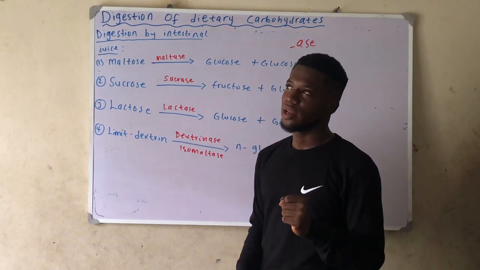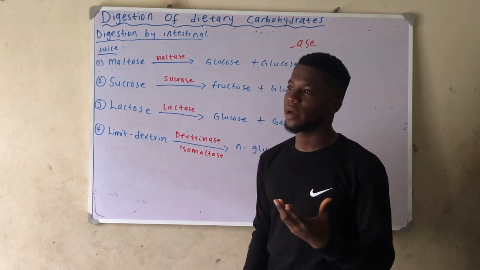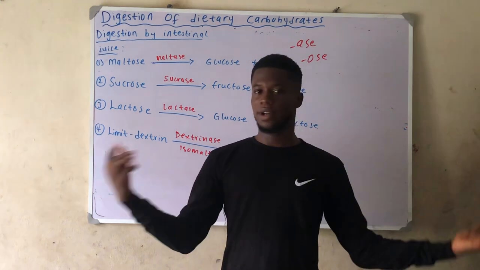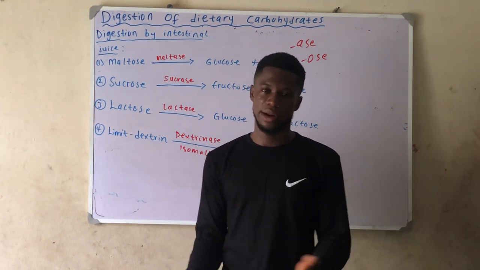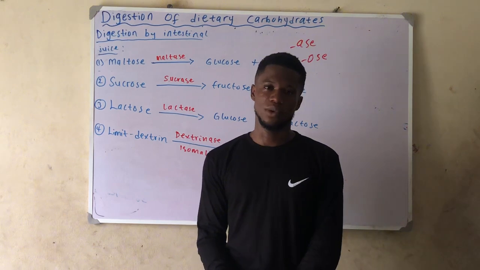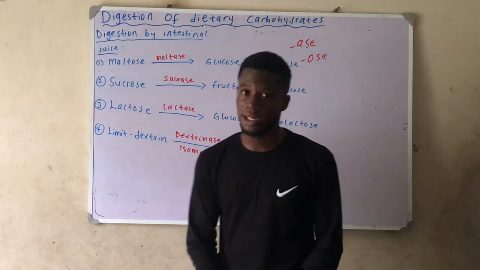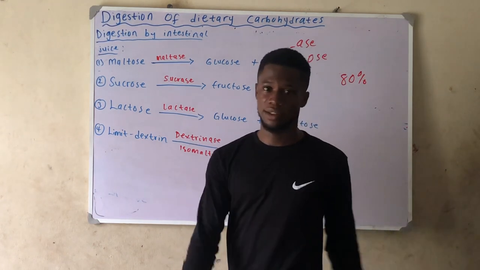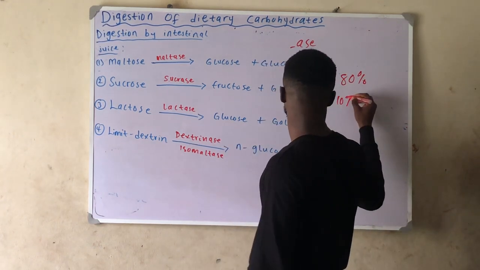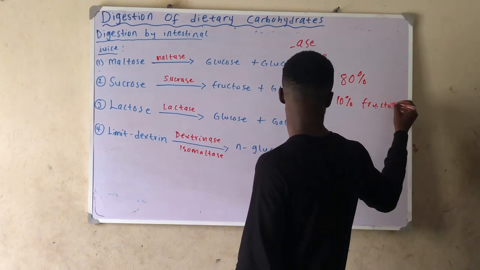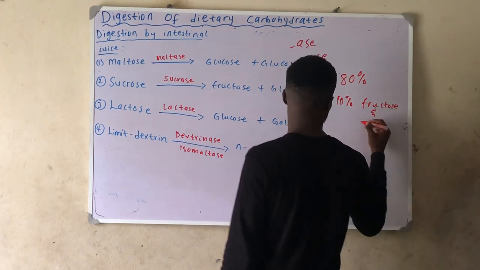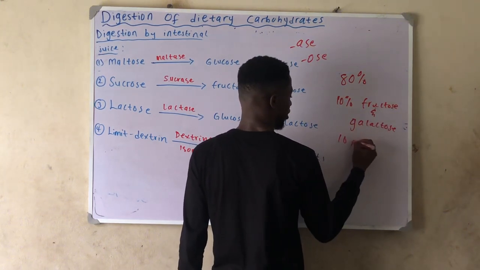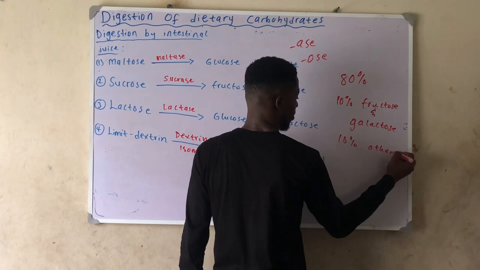But that's not all. Normally, after the whole breakdown of carbohydrates into different monosaccharides, the most abundant of them is glucose. About 80% of what you have after you're done digesting carbohydrates is glucose, about 10% is fructose and galactose, and about 10% is the other monosaccharides.